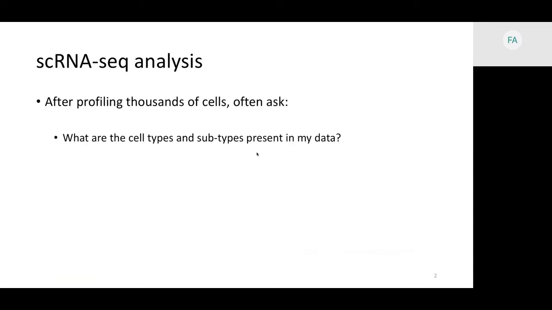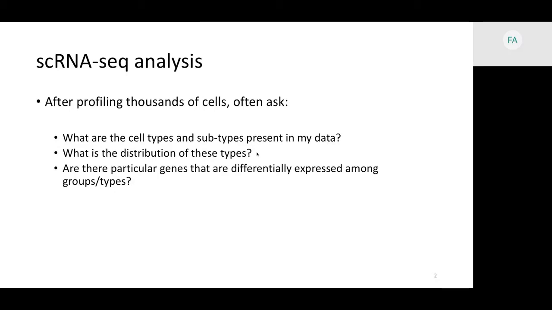such as what are the cell types that I have, specifically the subtypes. So I might know the high-level tissue type that I've taken the cells from, but I'm interested in a finer grain resolution characterization of those cells. Further, what's that distribution? What does that look like? And also, if I can find that out, then what are some differentially expressed genes between these different subgroups?